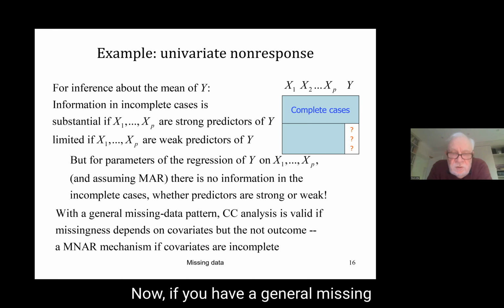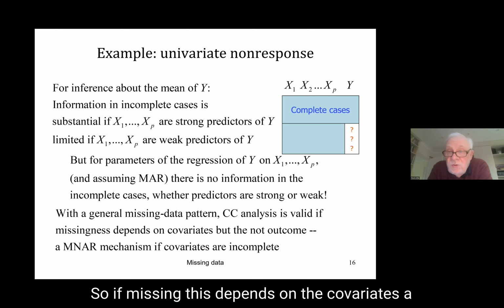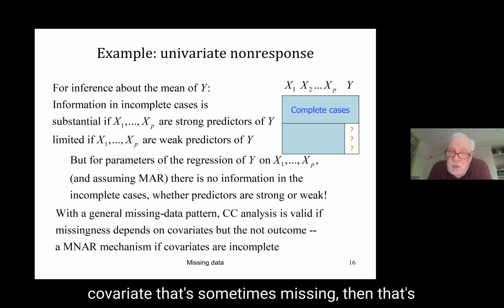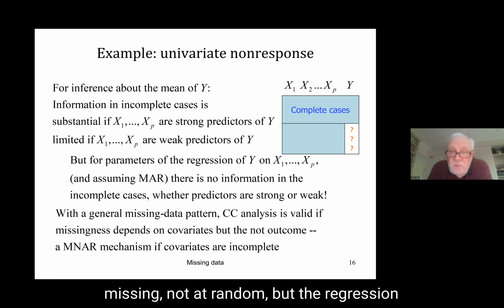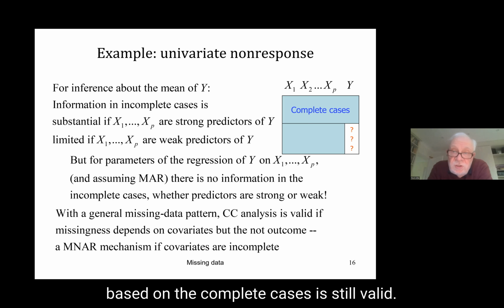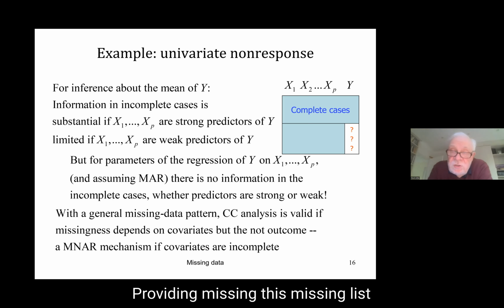Now, if you have a general missing data pattern, complete case analysis actually gives you valid estimates, at least under a well-specified model, if missingness depends on the covariates but not on the outcome, which could actually be a missing not at random mechanism. So if missingness depends on a covariate that's sometimes missing, then that's missing not at random, but the regression based on the complete cases is still valid, providing missingness doesn't depend on the outcome.